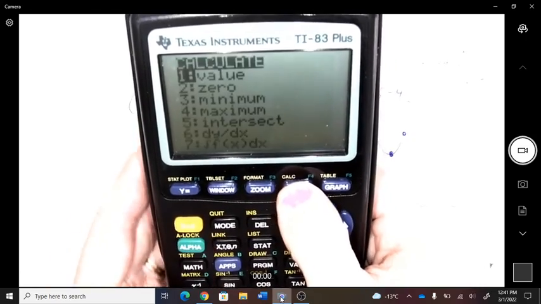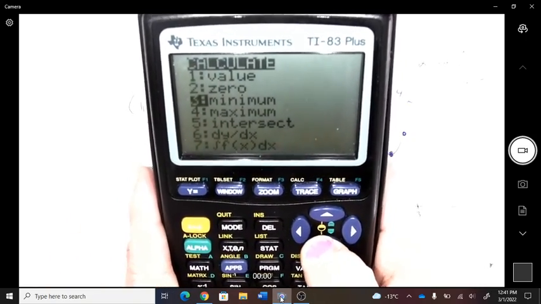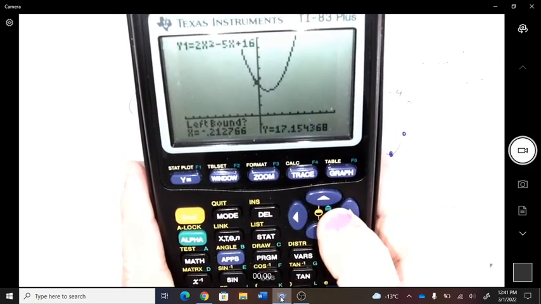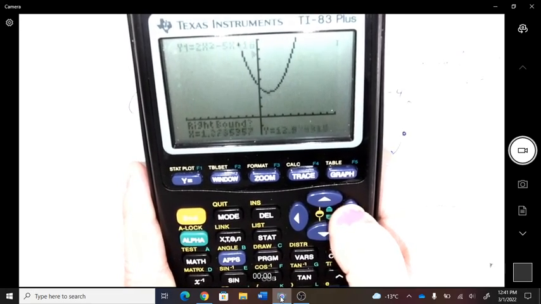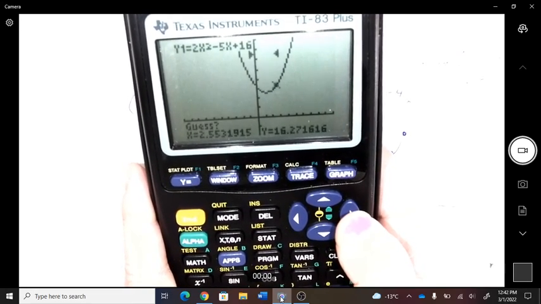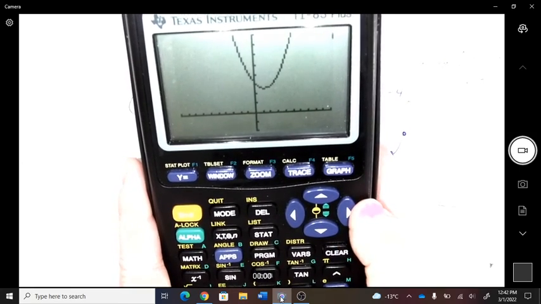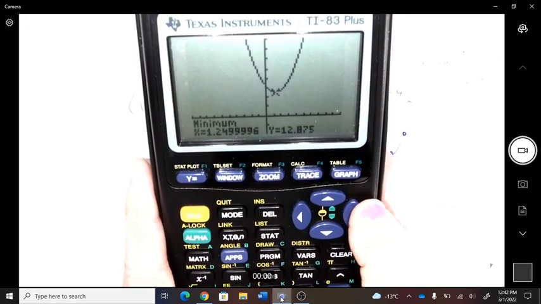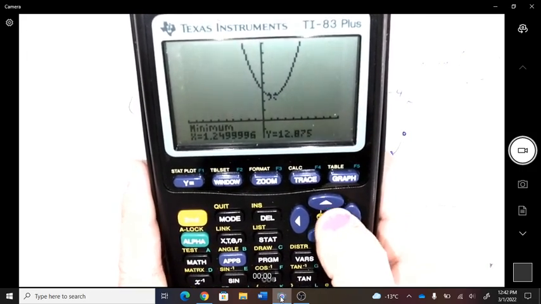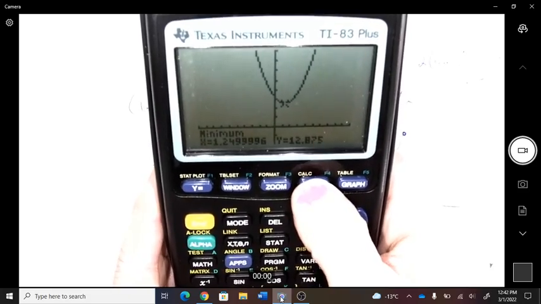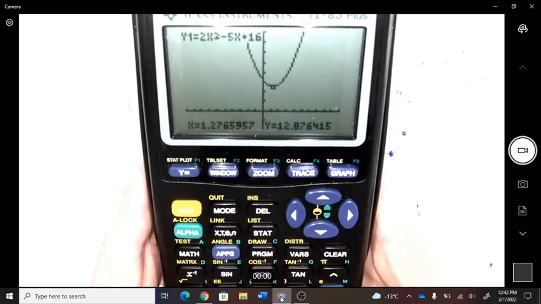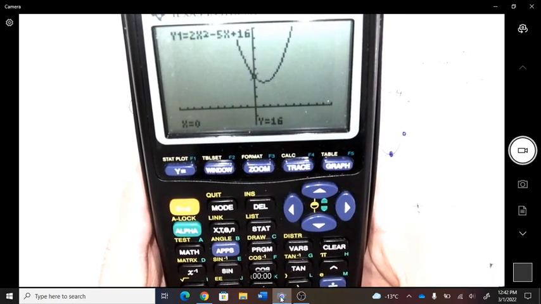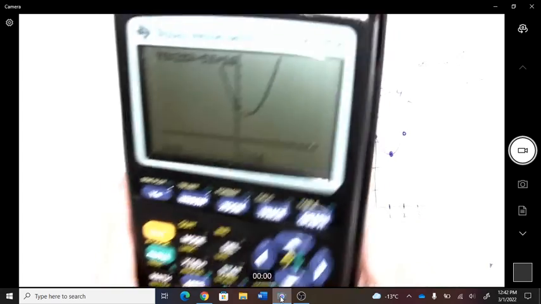I'm going to calculate the minimum point. What point is on the bottom? I'm going to have my little mouse, move it there, and then move it to the other side. Then I'm going to enter, and I get 1.25, comma 12.875. That's the vertex. If I want the y-intercept, I'd say trace, and then I say mouse, go to 0, enter. So that's the 16. So there's what it looks like.